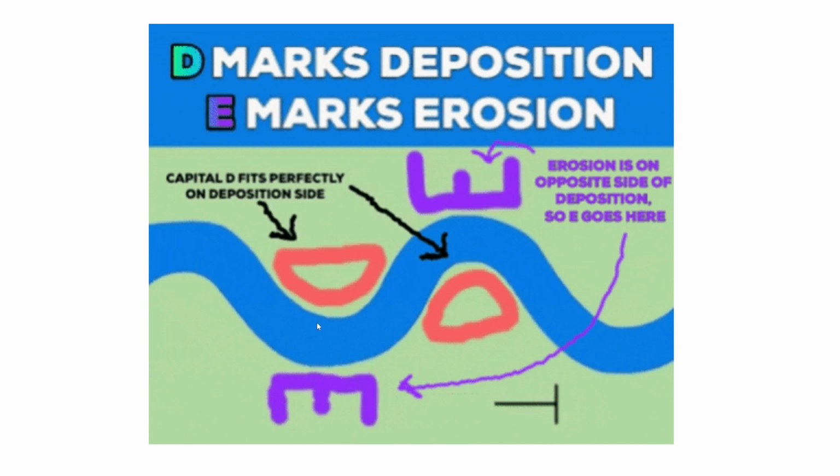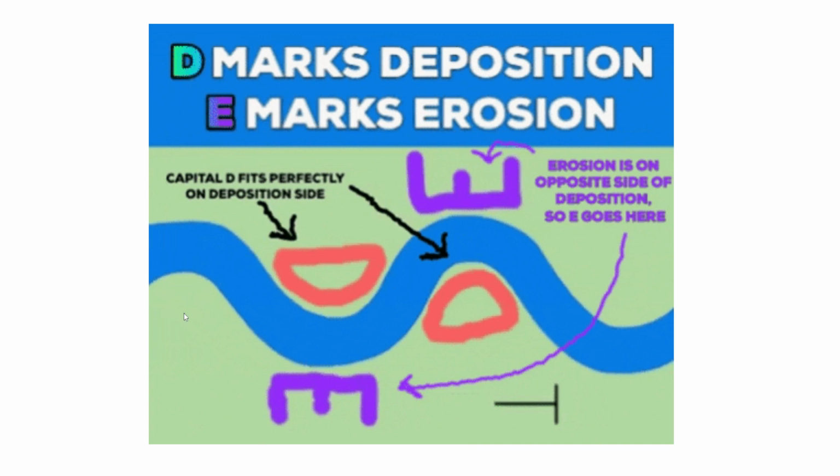So, say I give you a curvy river and I ask you, where is deposition happening and where is erosion happening? Just draw the letter D. D fits perfectly here. The letter capital D fits perfectly here. Deposition must be happening here. The letter D also fits perfectly in this area. So, deposition must be happening in this area too. Notice a capital D would not fit perfectly here, so that must mean erosion is happening here. Erosion must also be happening here.